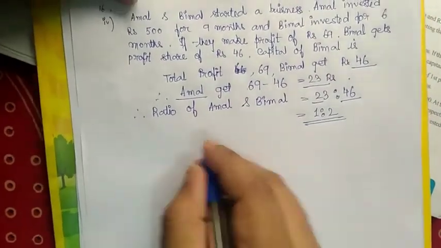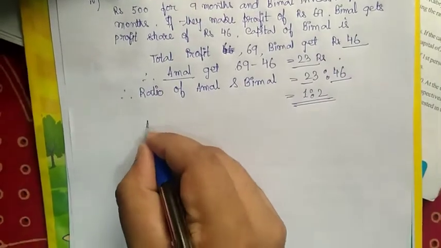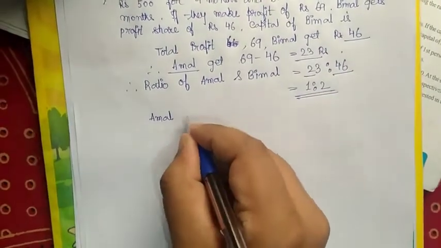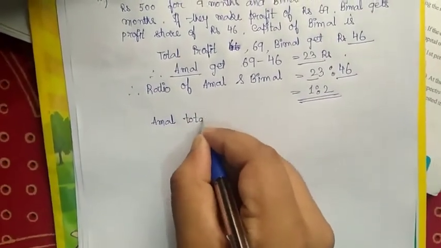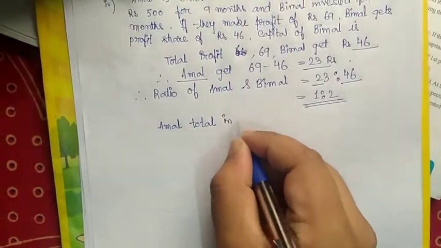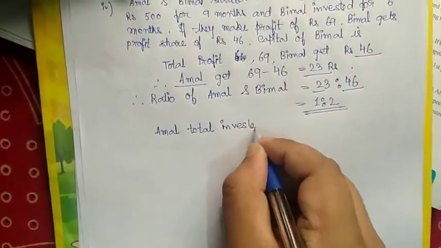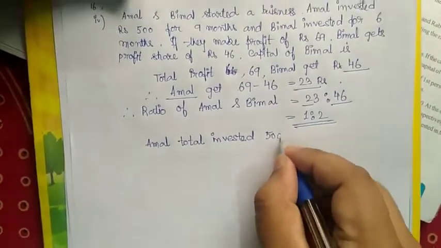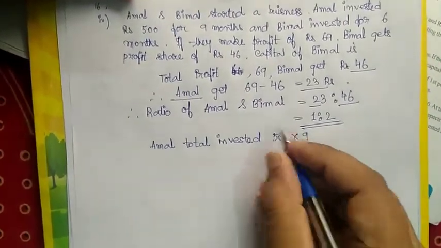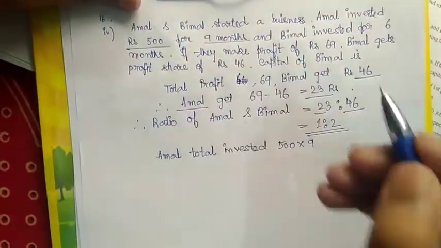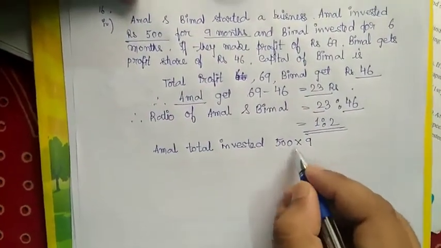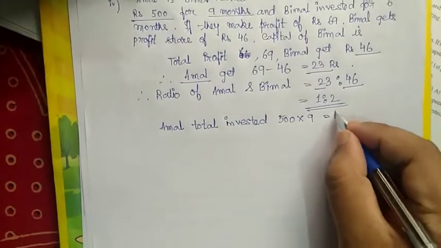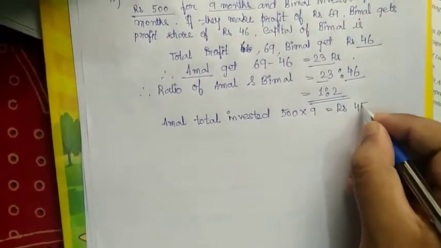Now Amol invested 500 into 9, 500 rupees for 9 months. Therefore total investment 500 into 9, therefore rupees 4500.